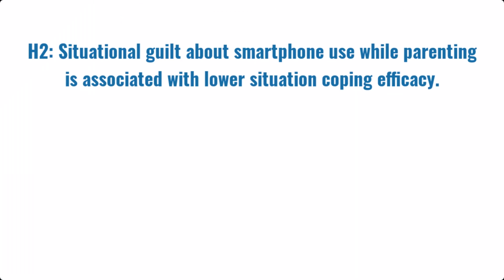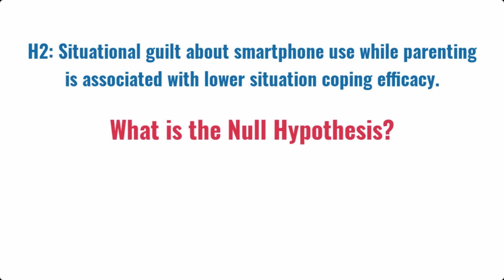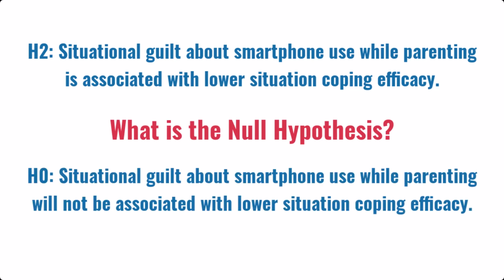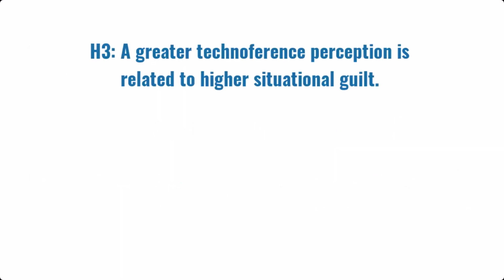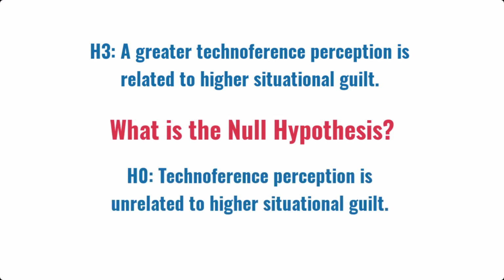In our example, we see the second hypothesis says this: situational guilt about smartphone use while parenting is associated with lower situation coping efficacy. So what's the null? Situational guilt about smartphone use while parenting will not be associated with lower situation coping efficacy. Let's look at another one from the same study, hypothesis 3. A greater technoference perception is related to higher situational guilt. So what's the null? Well, technoference perception is unrelated to situational guilt.